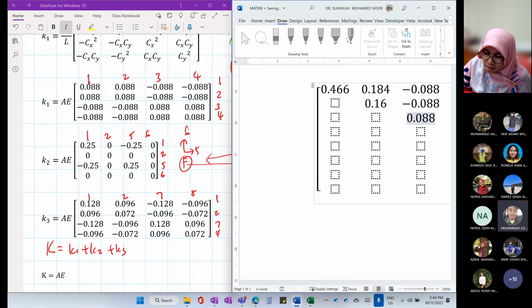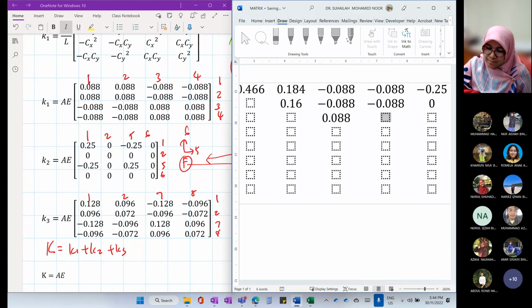No, 0.088. 0.088. 3, 4. Same. Okay. 3, 5. 3, 6. 3, 7. 3, 8.